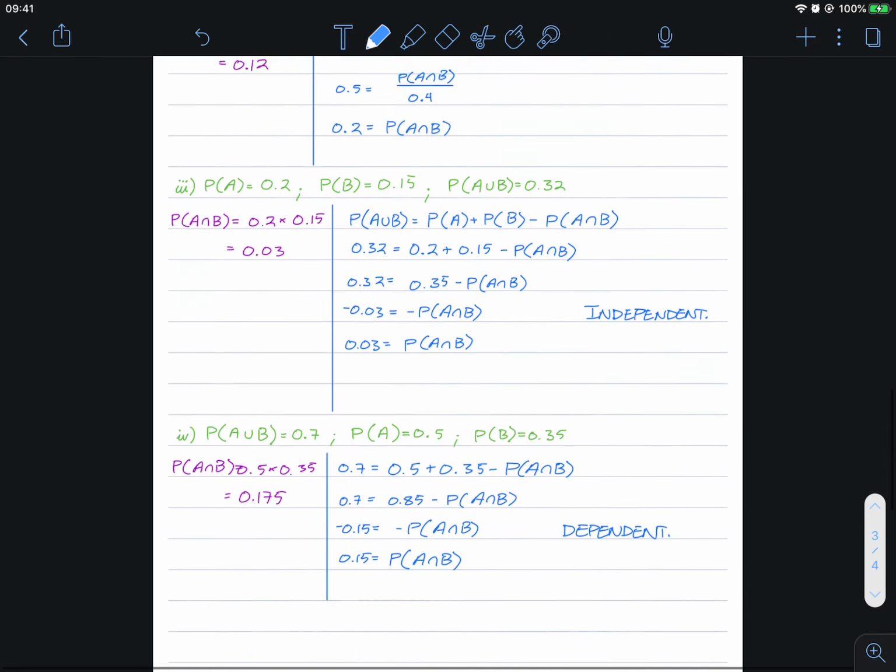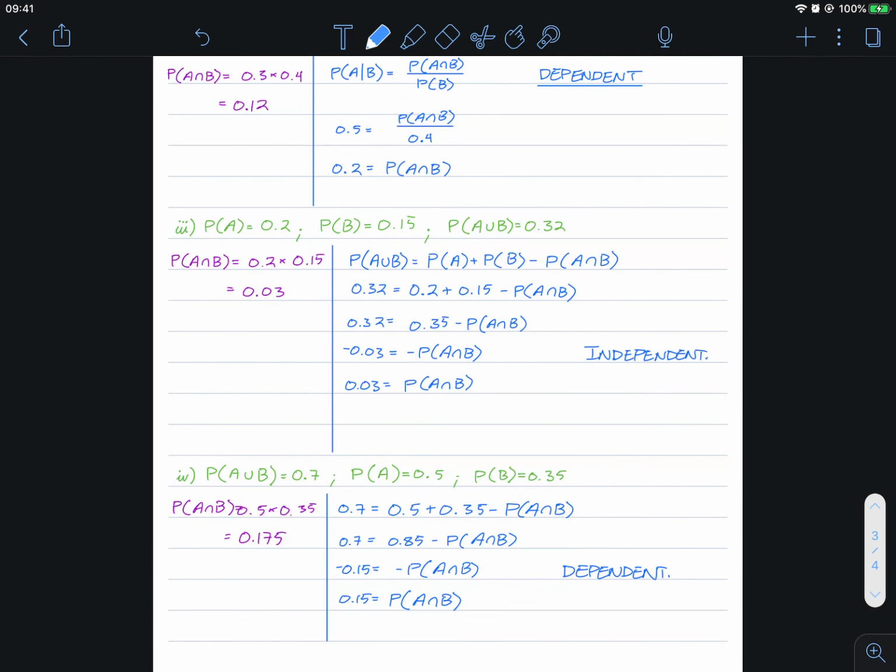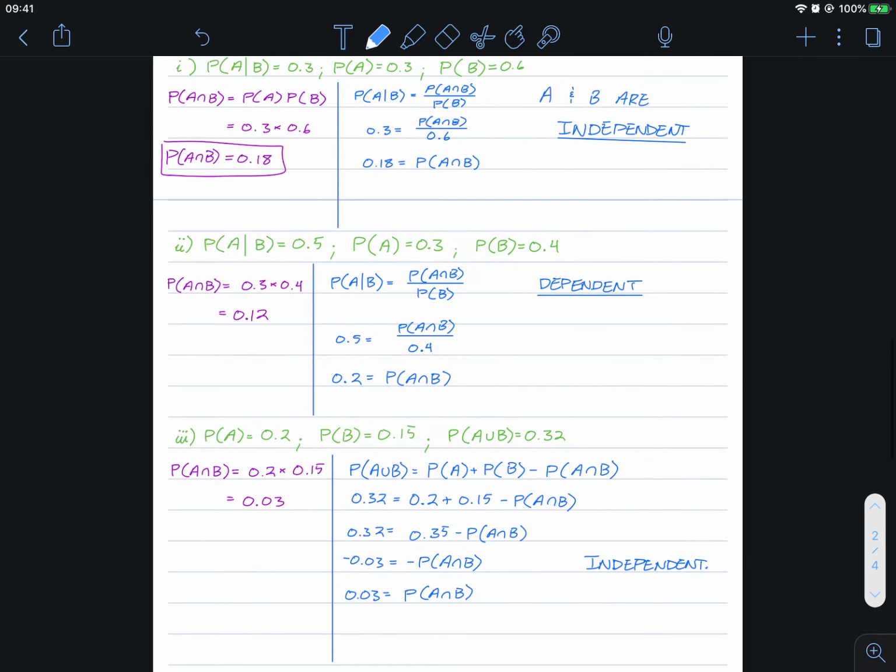So I hope that gave you an insight into using the formulas to determine whether two events are or aren't independent.